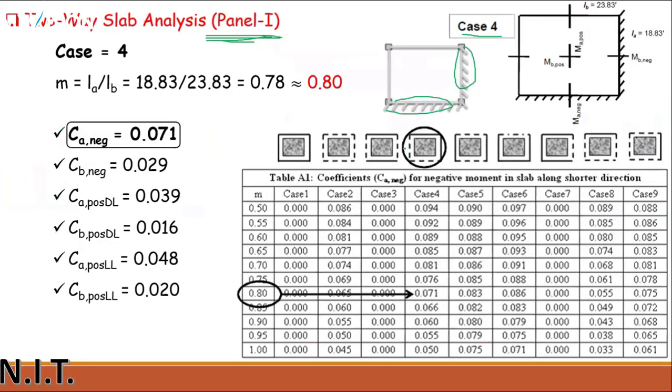Feet. Clear? So LA is 18.83 and LB is 23.83, which gives you the answer that is equal to 0.78. When we round this, it is actually 0.8. Just round this figure.